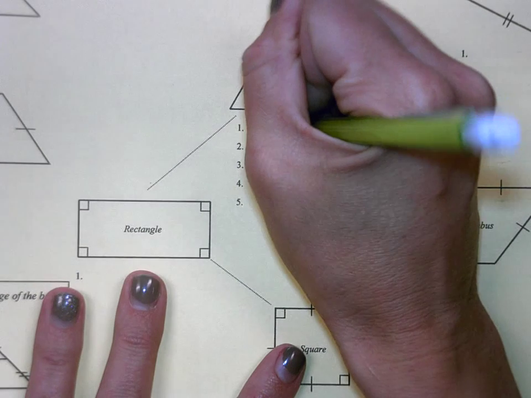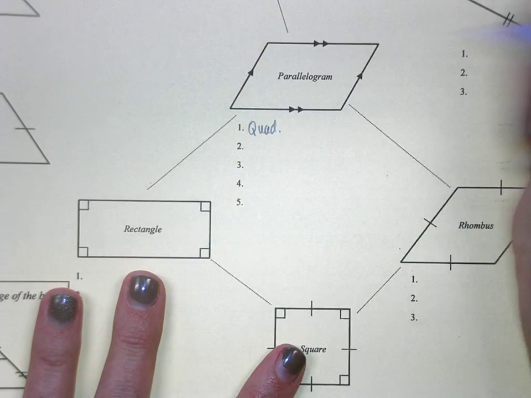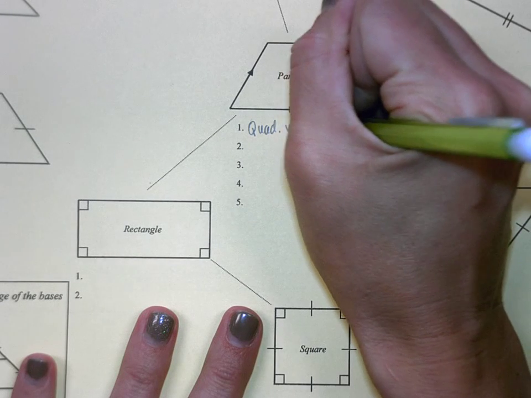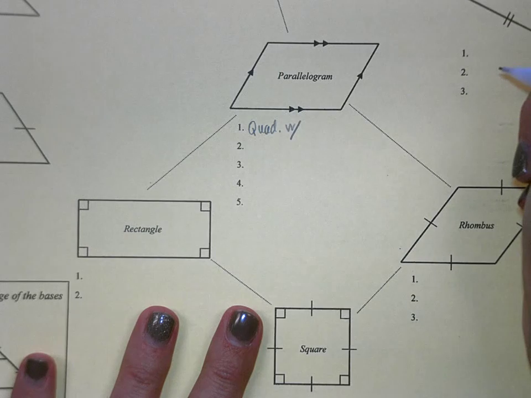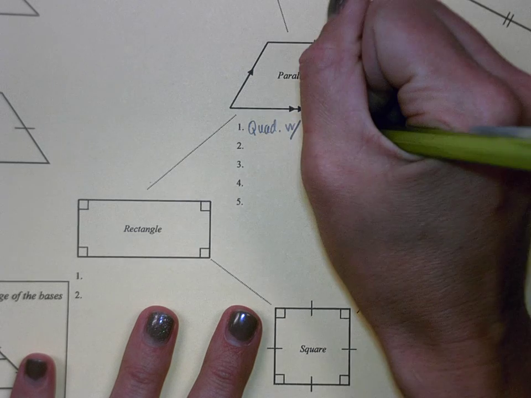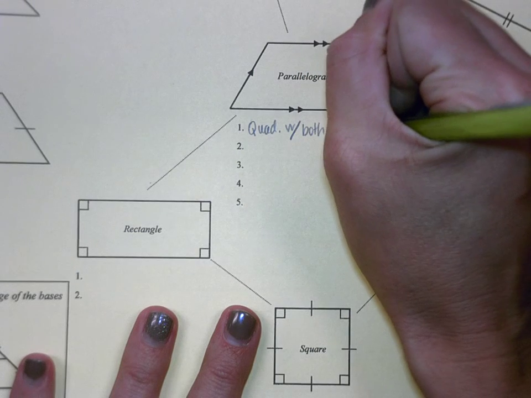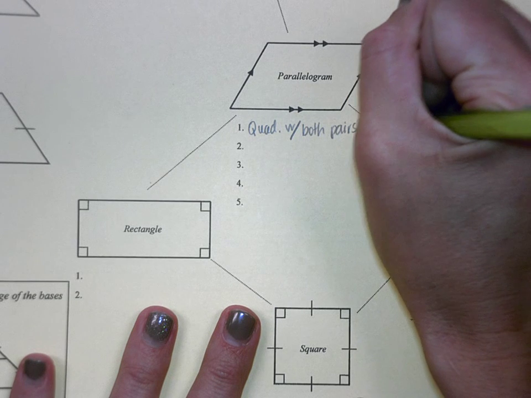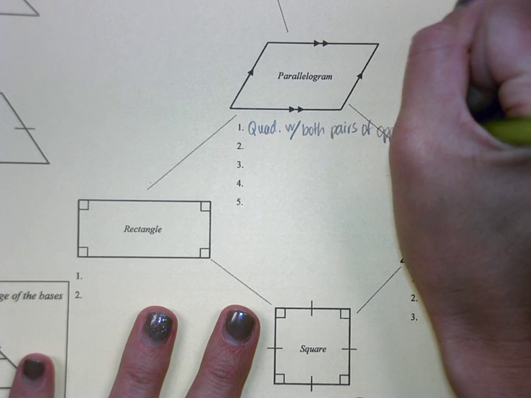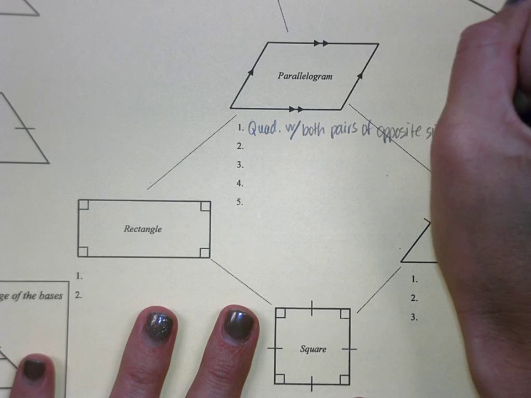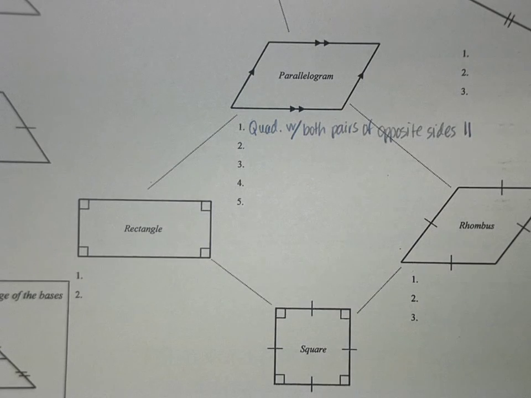So first thing is I'm going to write a quadrilateral with, and when we abbreviate with, we do a W with a line. You guys know that? Okay. With both pairs of opposite sides parallel. And remember, parallel is those two lines up and down like that. So that is one thing we know about a parallelogram. You might need to go back and look at page 271 and 272. But tell me something else that we know about parallelograms.